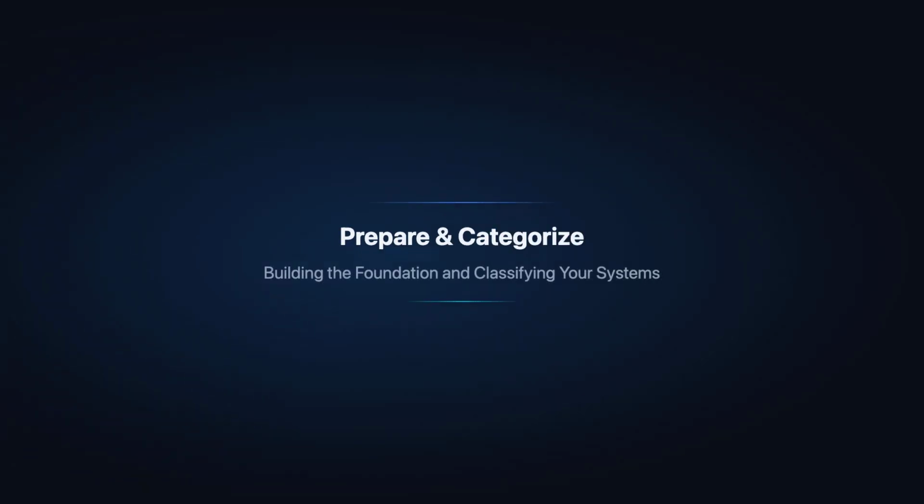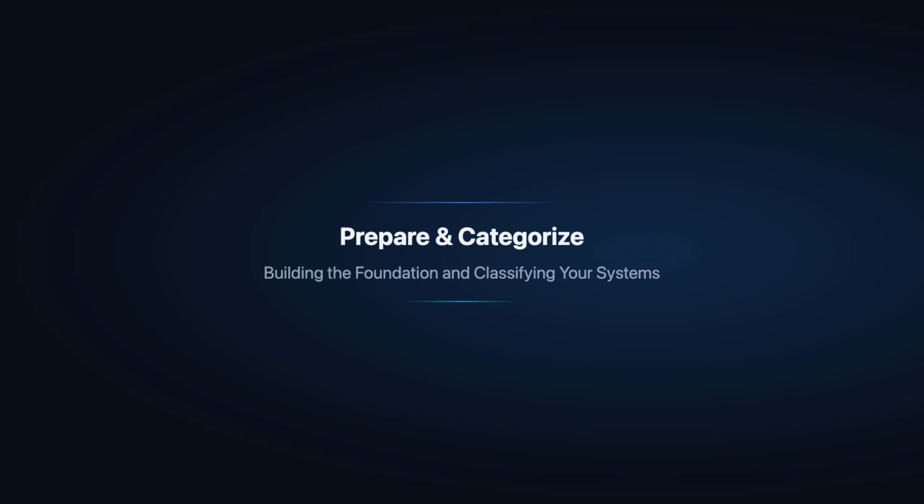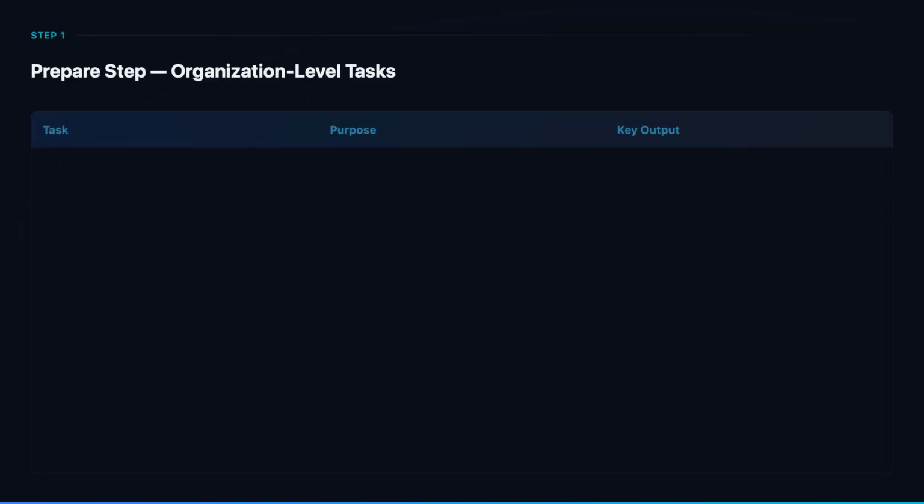Now let's dive into the first 2 steps, prepare and categorize. Prepare is the largest step with 18 tasks, and categorize determines the security impact level that drives all subsequent control selection decisions. The prepare step has both organization-level and system-level tasks. Here are the 7 critical organization-level tasks.